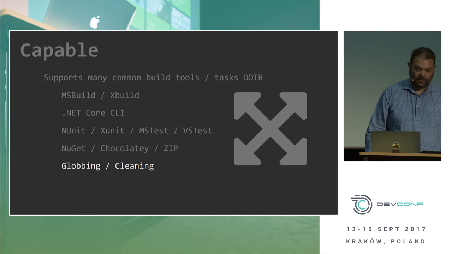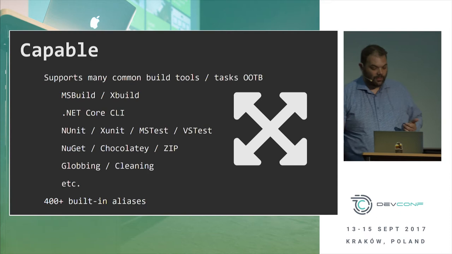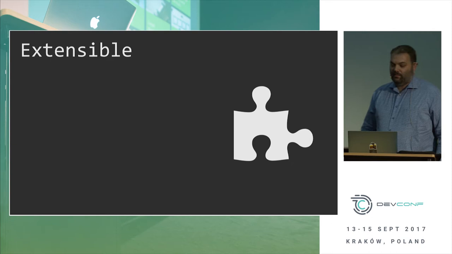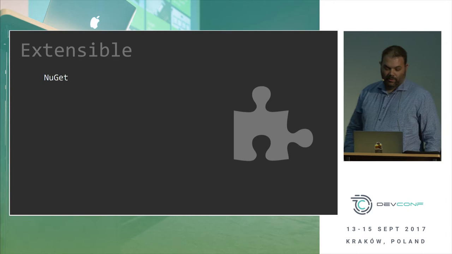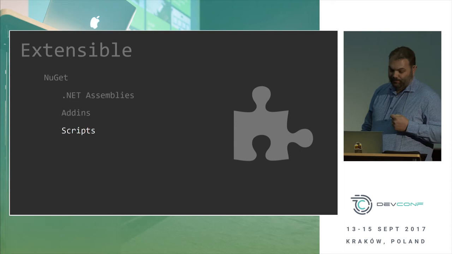And the main thing about CAKE, we don't replace the tools. We augment or orchestrate the tools. So there are over 400 built-in features within CAKE. But it's also extensible. Via NuGet, we offer the possibility to extend with regular .NET assemblies from NuGet, we can extend with add-ins, which are native, we can extend with script packs from NuGet, and we can also fetch tools from NuGet.